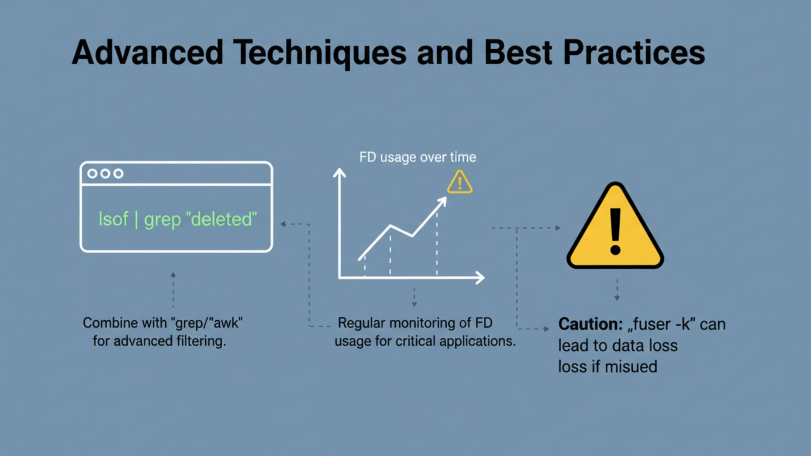Beyond basic usage, lsof and fuser become even more powerful when combined with other command line utilities. Pipelining their output with grep or awk allows for highly specific filtering and data extraction. For instance, you can use lsof with grep to quickly find all open files containing a specific string in their path. For ongoing system health, establish regular monitoring of FD usage, especially for critical applications. Tools like promtool with custom exporters can graph FD usage over time, alerting you to potential issues before they become critical. A crucial best practice with fuser -k is caution. Always understand which processes you're about to kill, as indiscriminately terminating processes can lead to data loss or system instability.